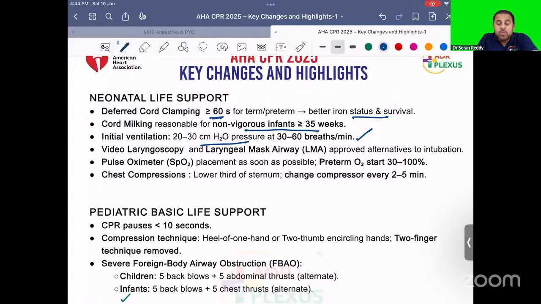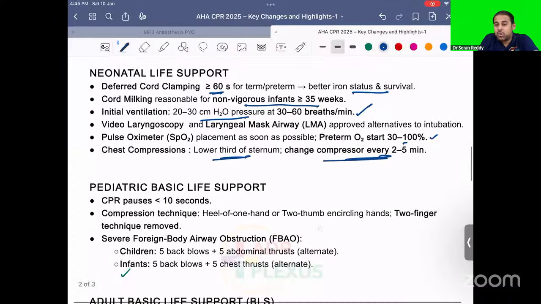And you can use LMAs, and video laryngoscope is an approved alternative to intubation. And pulse oximeter you have to keep in units as soon as possible. And preterm oxygen, initially start with 30%, and if it's not improving, only then go to 100%. Don't start with 100%. And chest compression, again, lower third of sternum, change compressor every 2 to 5 minutes.